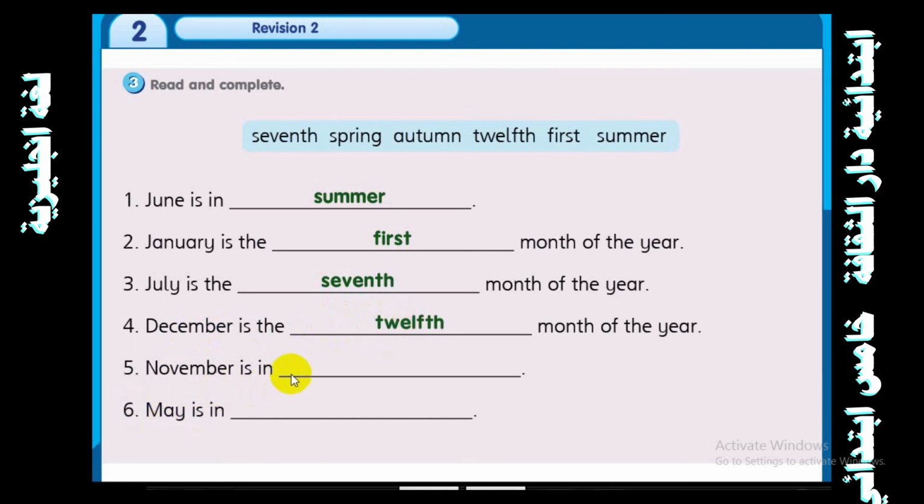November is in, yes, it is in autumn. May is in, yes, it is in spring, اللي هو فصل الربيع, as you know.